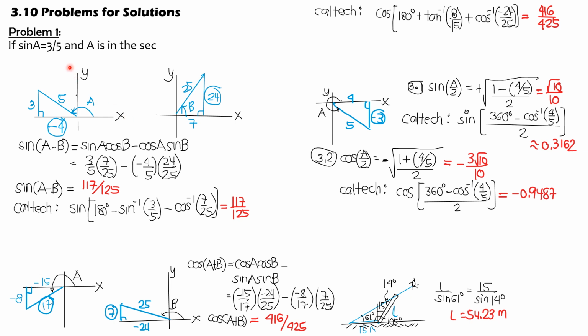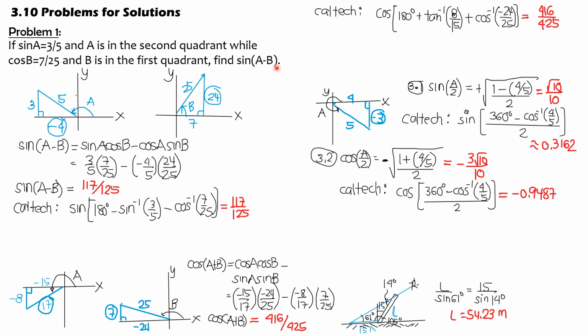If sine of A is 3/5 and A is in the second quadrant, while cosine of B is 7/25 and B is in the first quadrant, find the exact value of sine quantity A minus B.